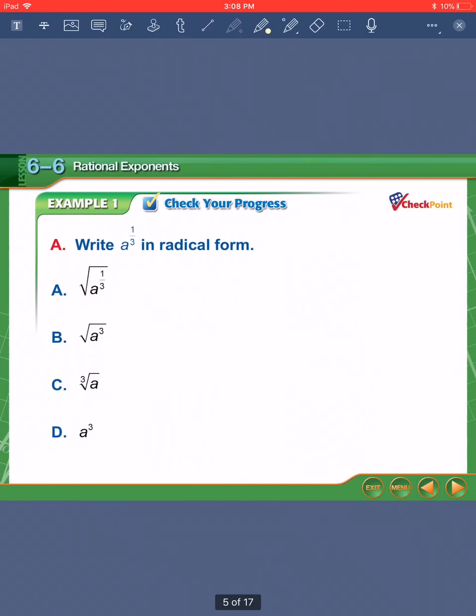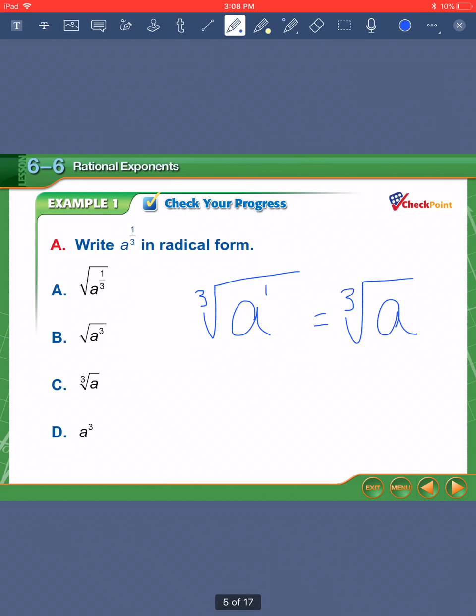I've got a to the 1/3 power, and I'm going to write it in radical form. So I've got a. The 1 is my exponent. The 3 is going to be my root. So this is the cube root of a.